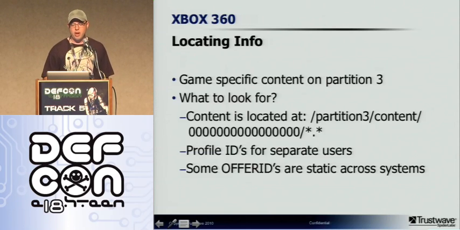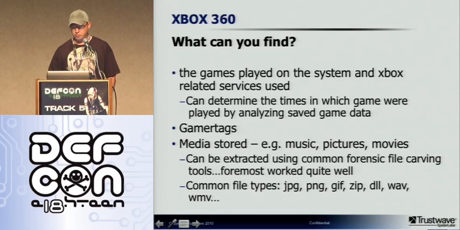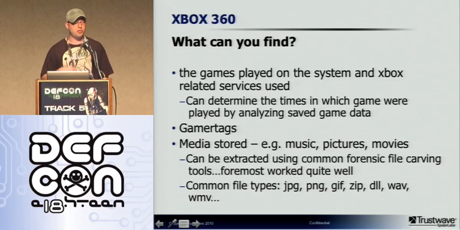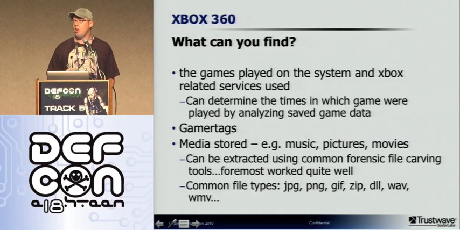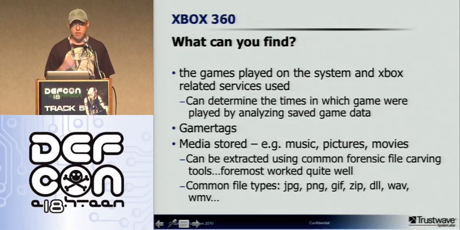Again, locating the information: most game-specific information is going to be in partition 3. Really what to look for is just some bullets, reiterating what I already said. What can you find? Obviously you can find the games that were played on the system. You can determine when they were played, at what times, and when a save was generated. You're going to find gamer tags, who is on this person's buddy list. Gamer tags are public information, so you can simply look them up. And again, media stored: music, movies, pictures, and tools like Foremost will work quite well.